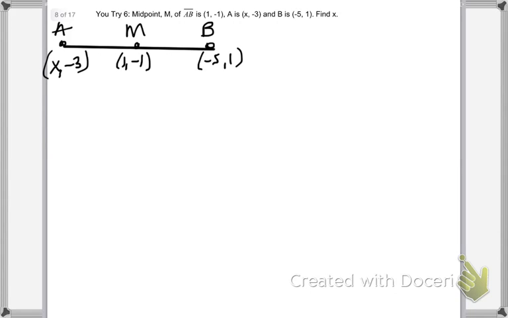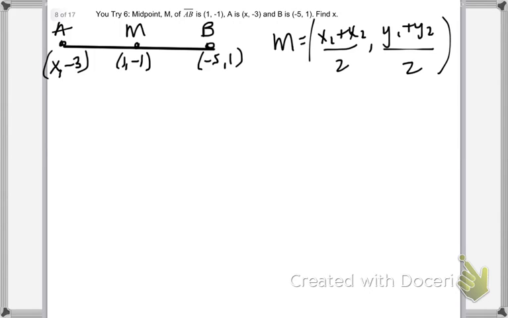We can use our midpoint formula as well. Midpoint is equal to, we add our x's, divide by 2, we add our y's, and divide by 2. Okay, this time we only have one unknown. Yay, it's a little bit simpler, so let's get to it. So, our x's, we know that our first one is unknown. Our second endpoint is -5. Divide by 2, and that equals the x value of our midpoint, which is 1.